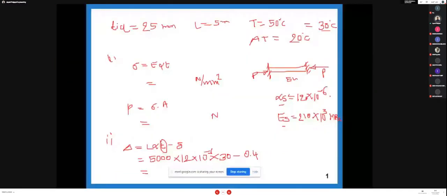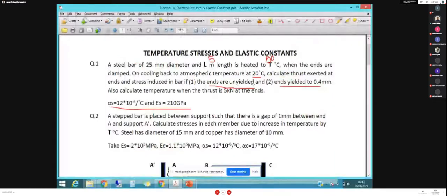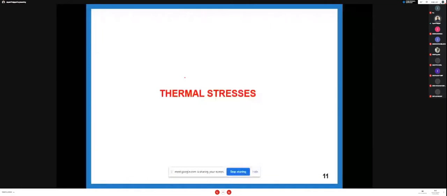Okay, so here are two cases. One is where the ends are unyielded. The second is where the ends are yielded by 0.4 mm. So I am just giving you some background about this theoretical portion.